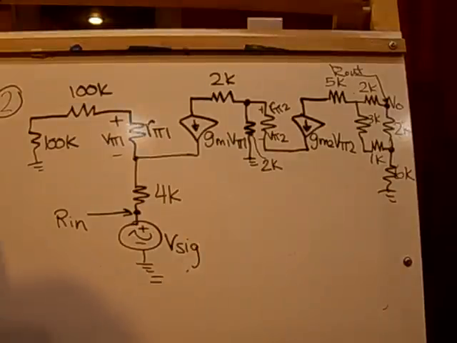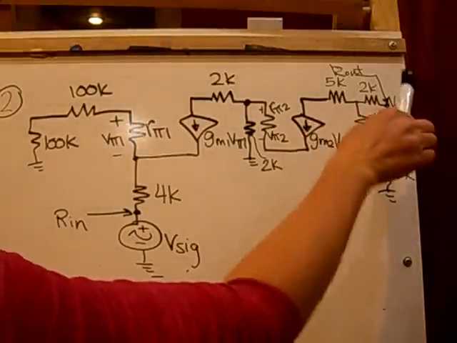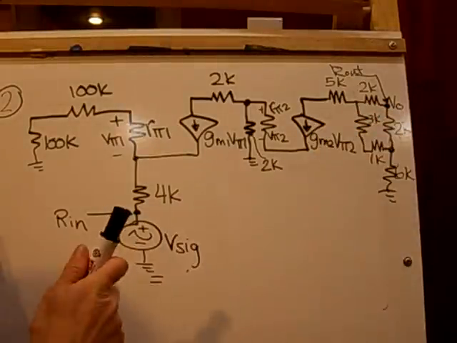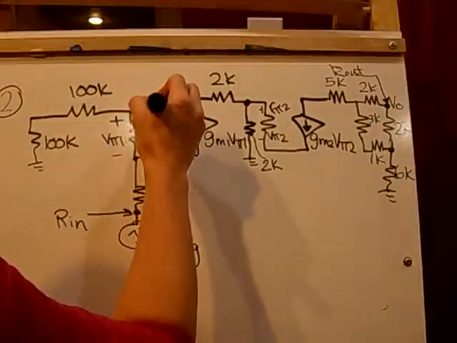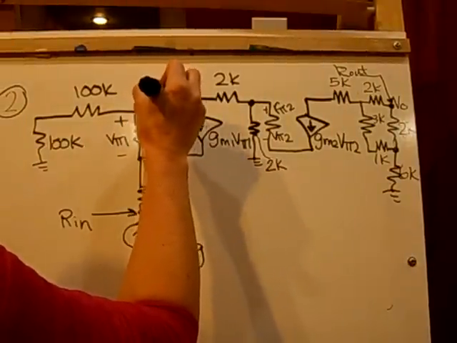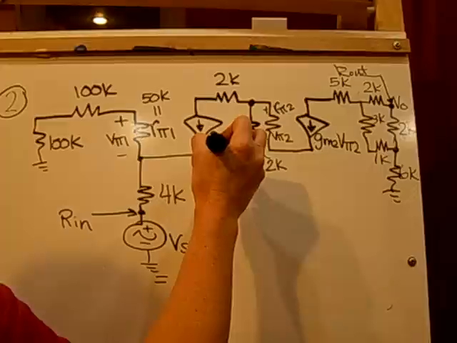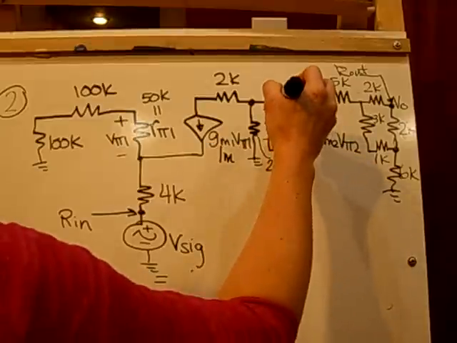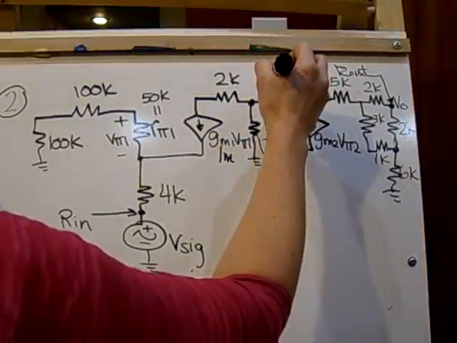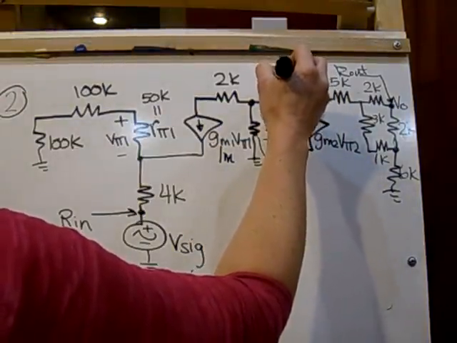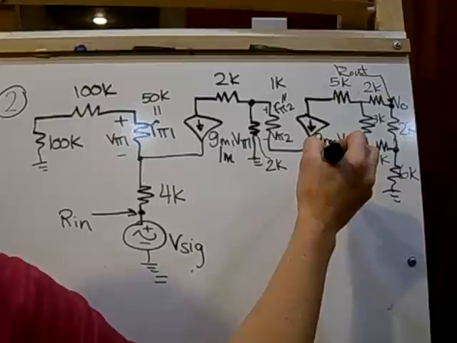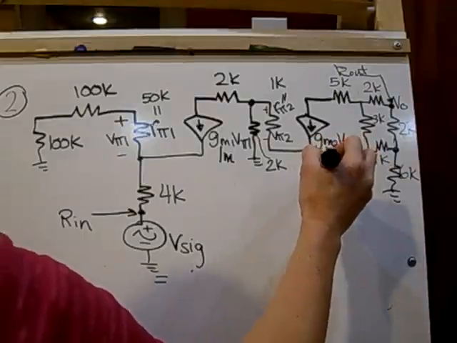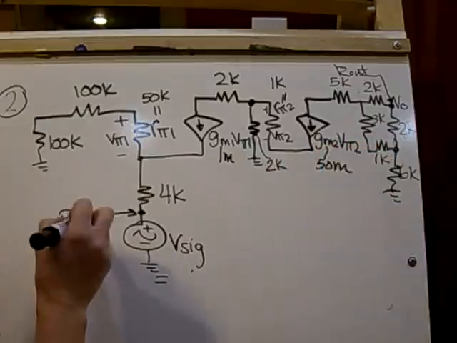So R in needs to be found, R out needs to be found, and V out over V sig. So this is 50K. GM1 is 1 milli. R pi 2 is 1K. And GM2 is 50 milli. So let's start with Rn.